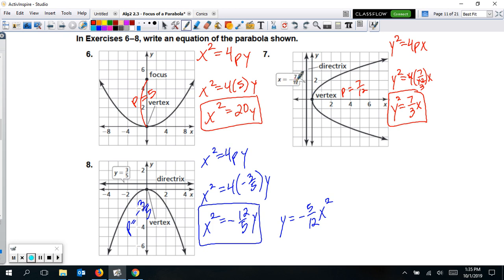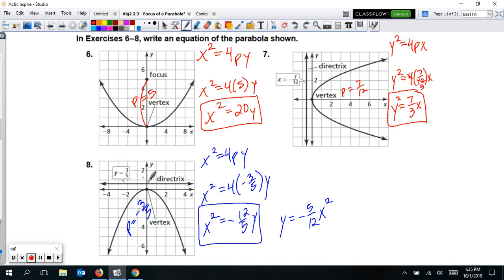So see how it says x equals negative 7/12? Well, positive 7/12 would actually be the P distance. So we're going to put in 7/12 for P. So 4 times 7/12, cross-canceling 4 and 12, and now it's 7/3. So y squared is equal to 7/3 x. And you can leave your equation like that. You can leave it in that form. That's fine to leave it in.